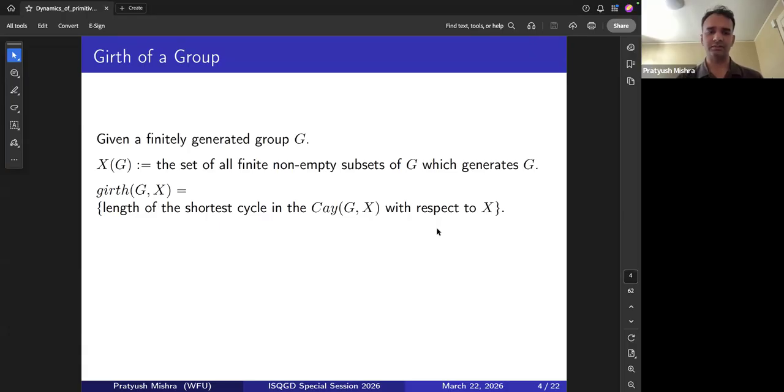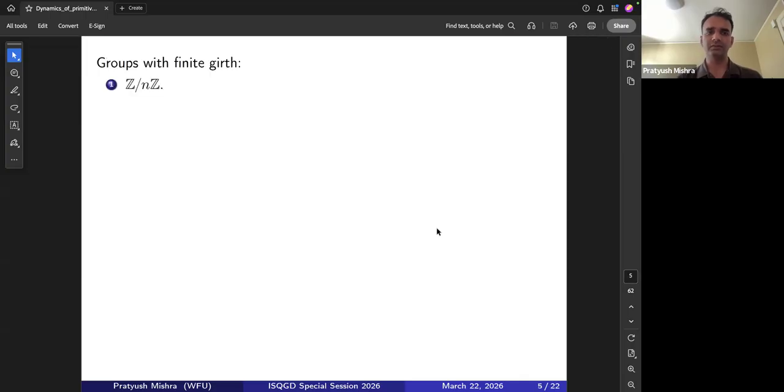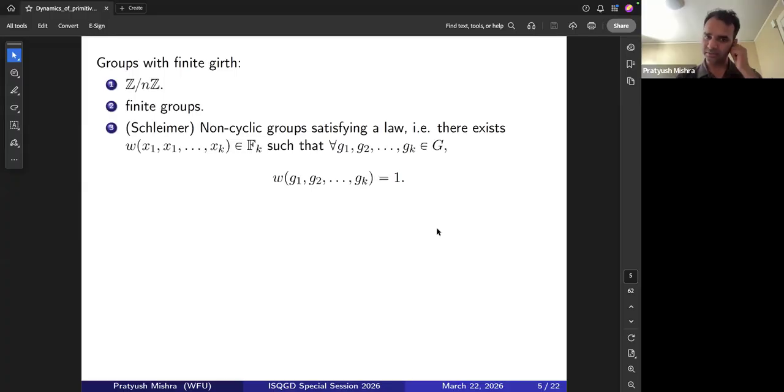And then one can talk about the girth of the group with respect to a fixed generating set. And then one can define the girth of the group by taking the supremum over all finite sets of generators. So a natural question is whether the supremum is finite or infinite. If the supremum exists, then we say it is finite and the group is of finite girth. If it does not, then we say it is of infinite girth. So here are some groups of finite girth. Z mod NZ, finite cyclic groups, any finite groups. And it's a result of Schlemer that any non-cyclic group that satisfies a law has finite girth.